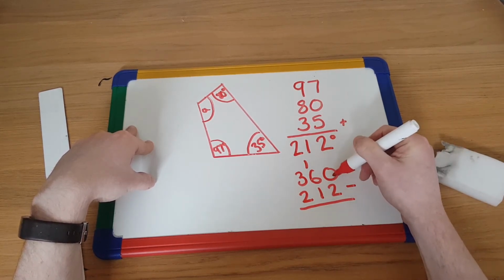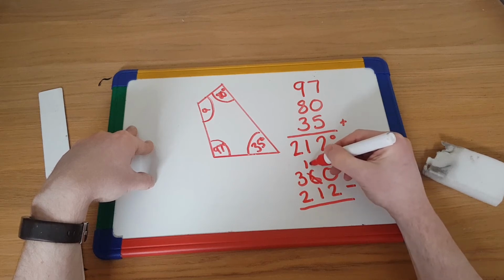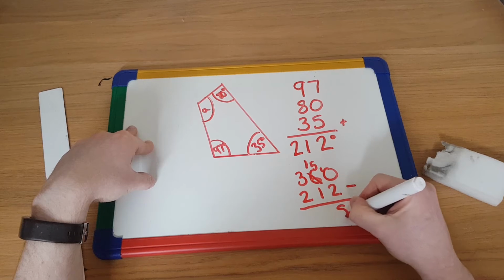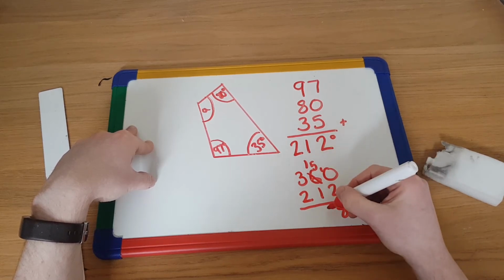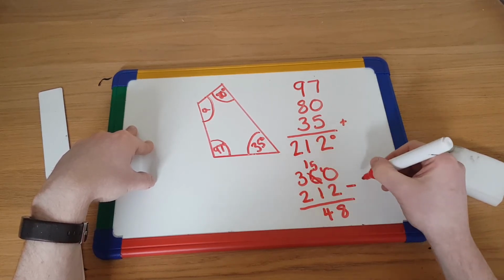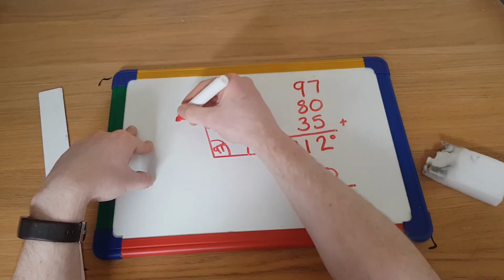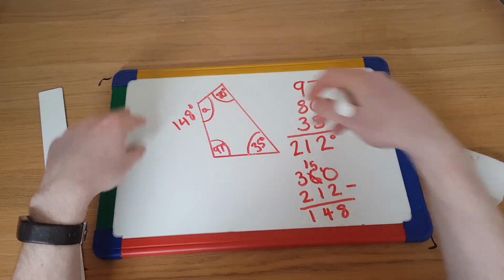Again, can't do 0 take away 2, so I'm going to rename. 1 ten into 10 ones, 10 take away 2 will be 8. 5 tens take away 1 ten will be 4 tens, and then finally 300 take away 200 should be 100. So this bit you should have got as 148 degrees.